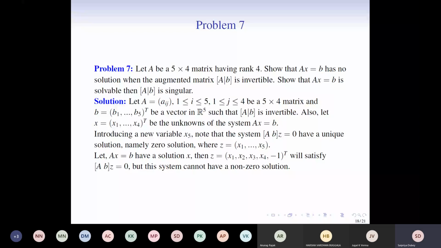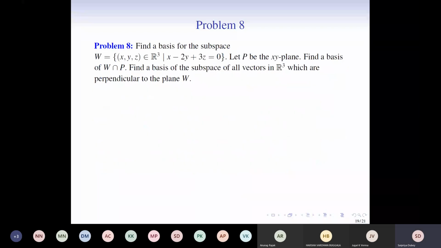Any doubts? We have the last problem for the day. Before that, any doubts in any of the previous questions? Any one of you? You may unmute yourself and ask, or raise your hand, or type it in the chat box. All right, so we move on to problem 8.